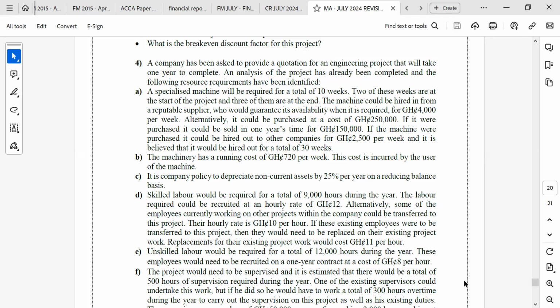If the machine were purchased, it could be hired out to other companies for 2,500 per week. It is believed that it will be hired out for a total of 30 weeks. We are doing the project for a year, isn't it?